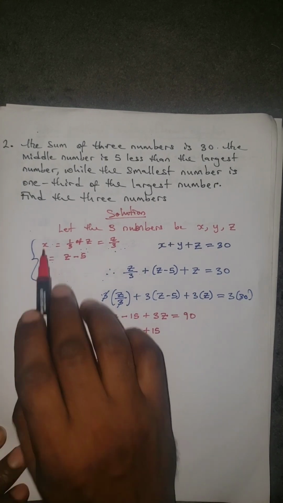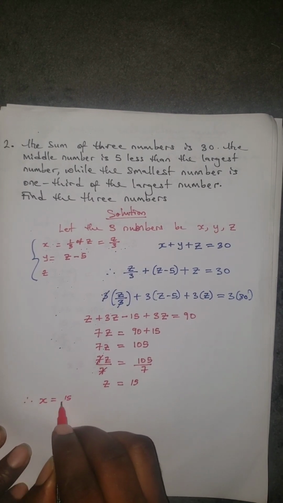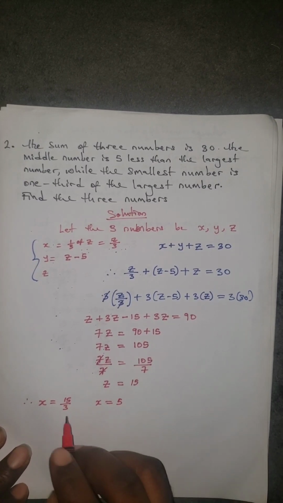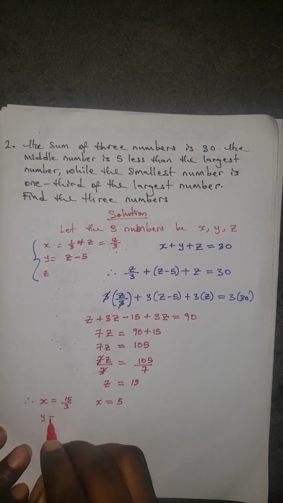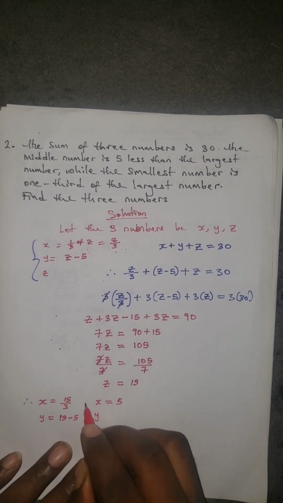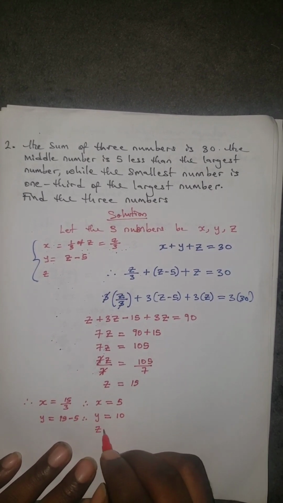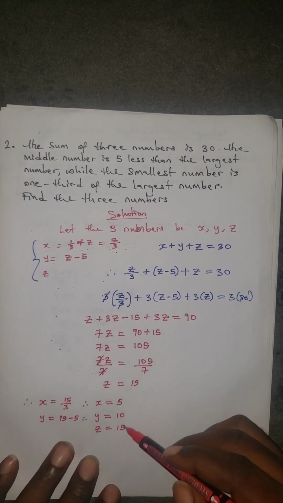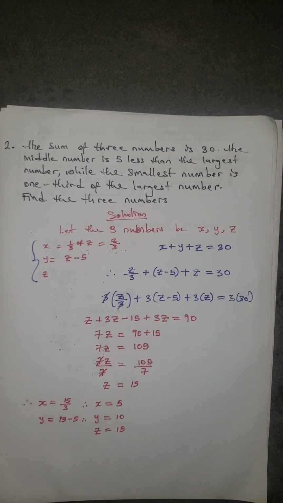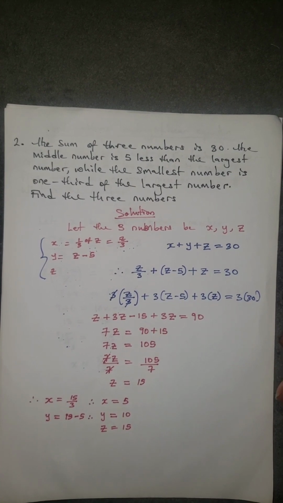Okay, so what does that mean? Put it here. Therefore, x equals 15 over 3, which makes x equal to 5. Then y equals 15 minus 5, which makes y equal to 10. Then z equals 15. So you can see that when you add all these three numbers, you are going to get your 30. Okay, so let us look at the next question and see how that one will look like.